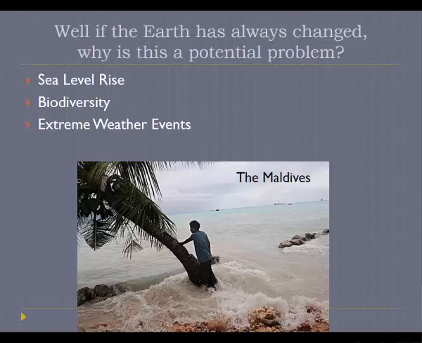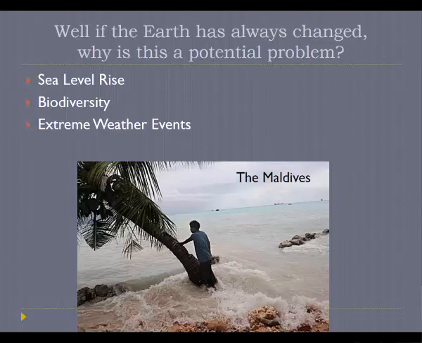Here's a picture at the bottom of the slide here of the Maldives. This is a kind of tropical island nation in the Indian Ocean, and it's a low-lying island nation. And so just small amounts of vertical sea level rise are covering huge extents of this island nation and displacing lots of people already.